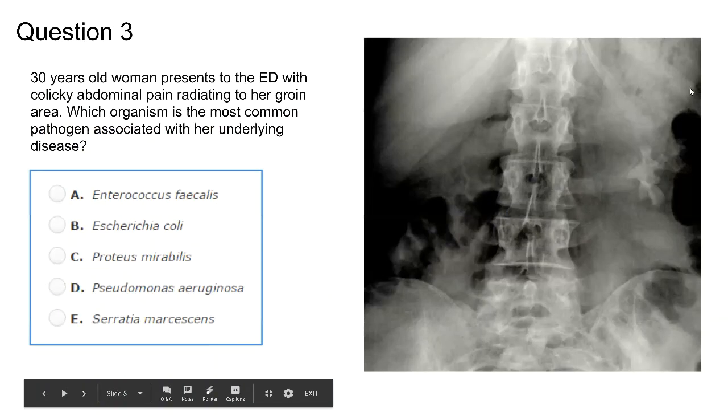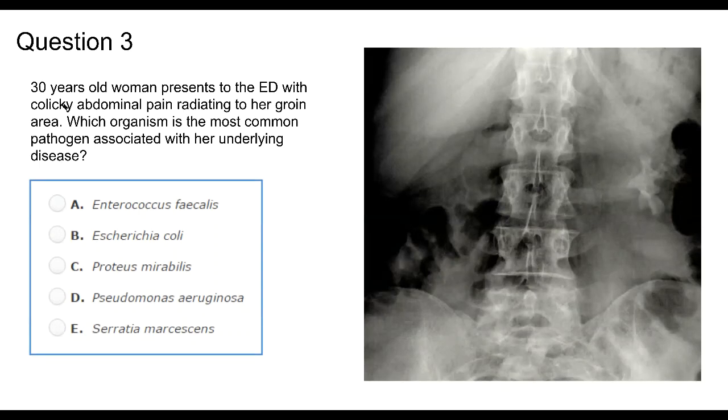All right. So number 3. So now you're gonna answer this question, okay? A 30-year-old woman presents to the ED with colicky abdominal pain radiated to her groin area. Which organism is the most common pathogen associated with her underlying disease? Tell me what you see in the X-ray.